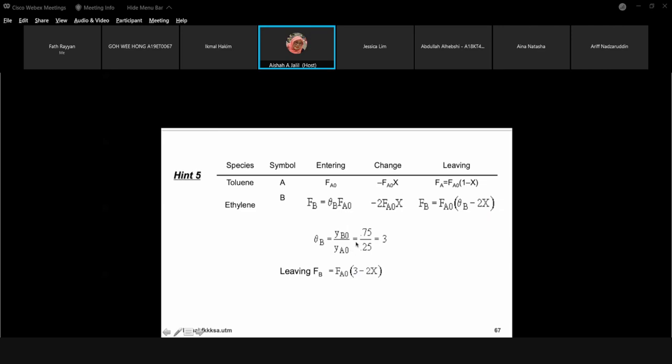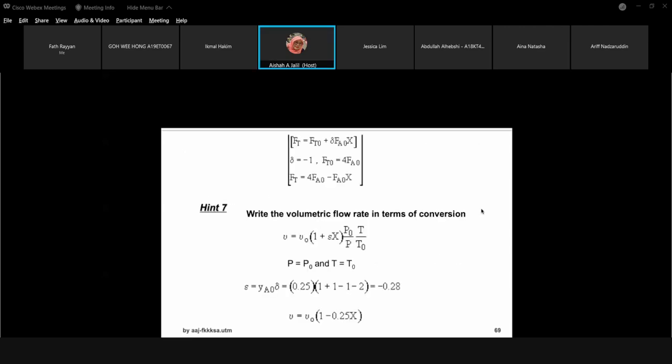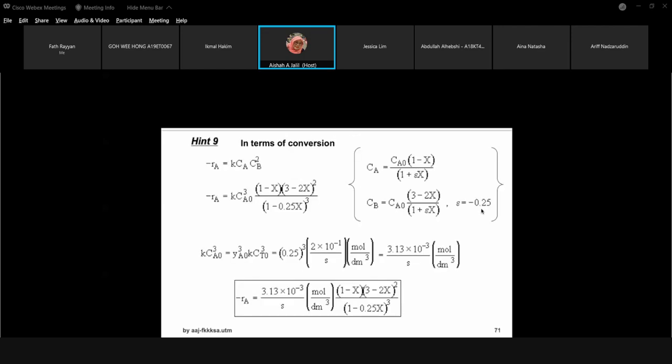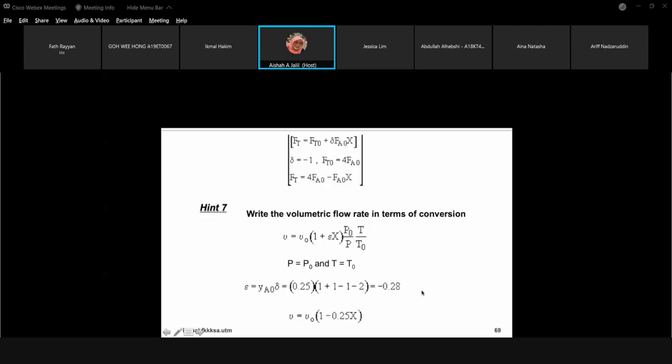Theta B equal, you can get the theta B from the question. Okay, so this one FB equal F0 times 3 minus 2X. Then this is the complete one. This is the complete stoichiometric table you can get. You can see later.